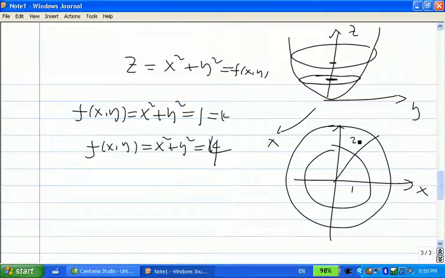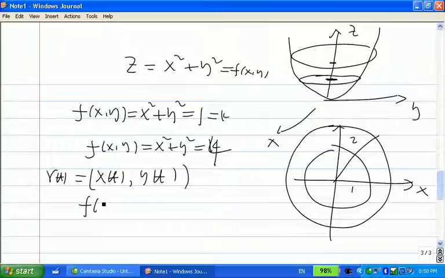Now, f(x,y) equal to k is a curve. And this curve also can be written like this. Remember, any curve can be written like this: x(t), y(t). Same curve. This circle also can be written this way. Since they're talking about the same curve, you plug in here. Replace x by x(t), y by y(t). They're talking about the same curve. Therefore, this equation should be satisfied.